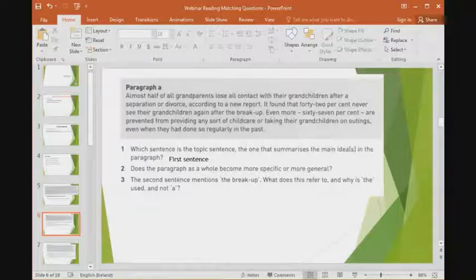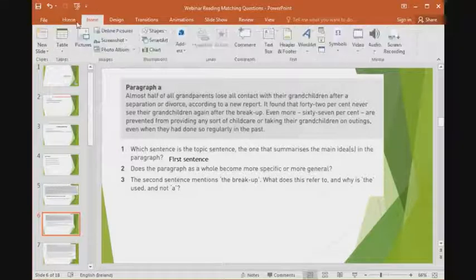Good, yes, you're right. So it becomes a lot more specific. So remember, in any type of paragraph, whether it's in the reading or the paragraph that you're writing, first sentence is the topic sentence, the main idea, and then the rest becomes more specific, and that's where you give your examples and your explanations.